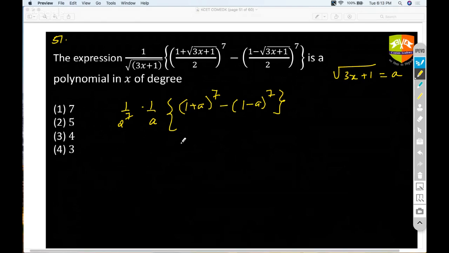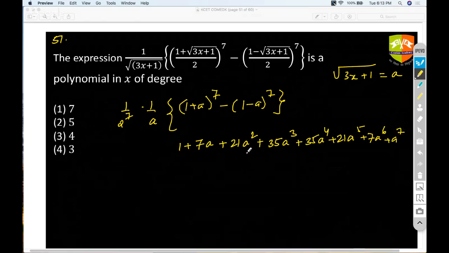So if you expand this expression, we get 1 plus, okay, now let's not write everything because some of the terms are going to get cancelled off. So 1 plus 7a, then 7c2, that's going to be 21a square, then 7c3, which is 35a cube, 7c4, which is 35a to the power 4, then 21a to the power 5, then 7a to the power 6 plus a to the power 7.